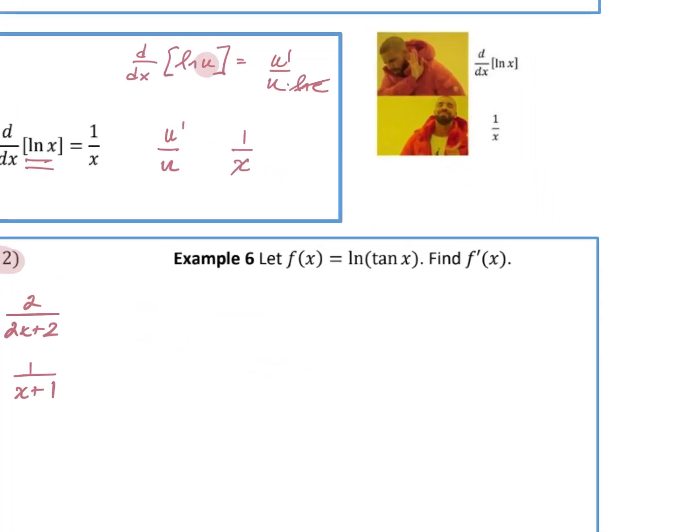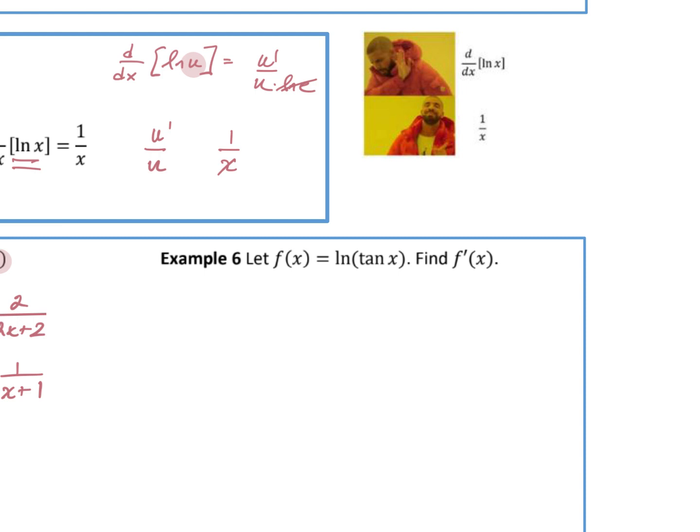All right, so this one, my u is the tan of x. That's the inner piece. So again, for ln's, think of it as u prime over u. Again, you're dividing by ln of the base, so ln of e, but we don't need to include that with ln's. So we've got f prime of x.